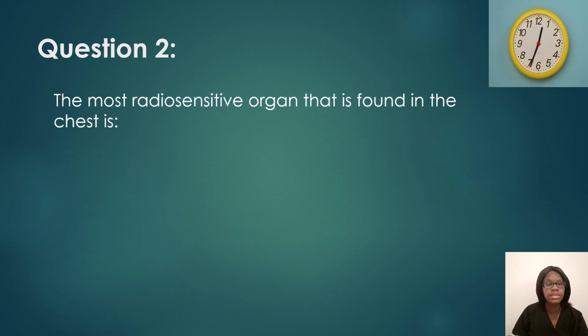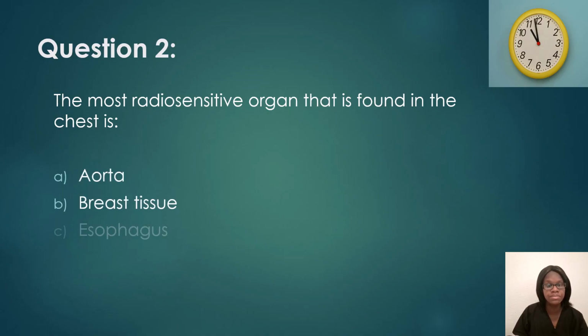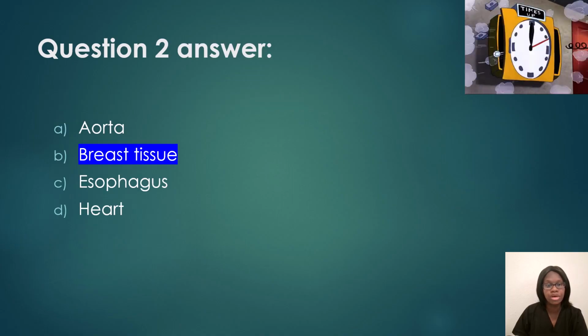Question 2. The most radiosensitive organ that is found in the chest is A, aorta, B, breast tissue, C, esophagus, D, heart. All right, the correct answer is B, breast tissue.